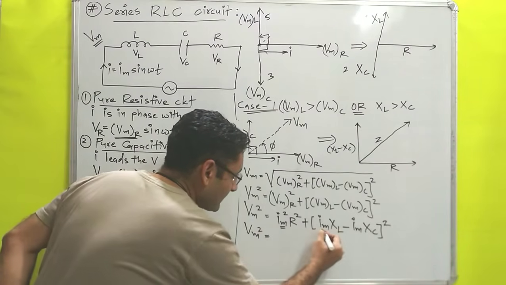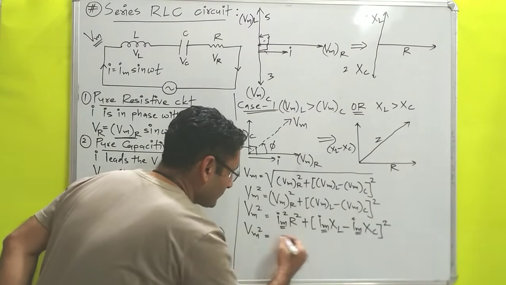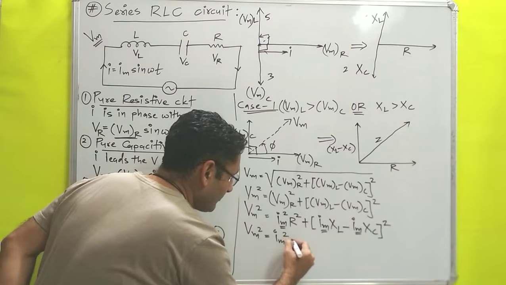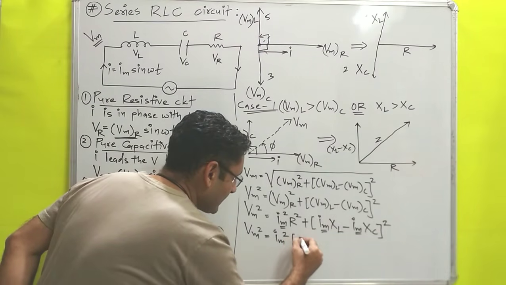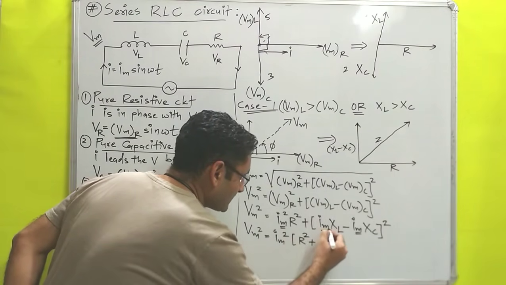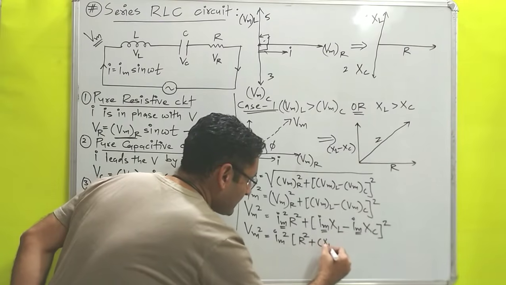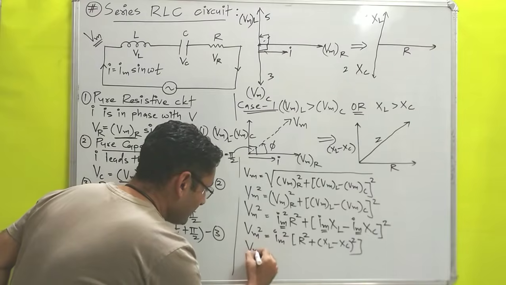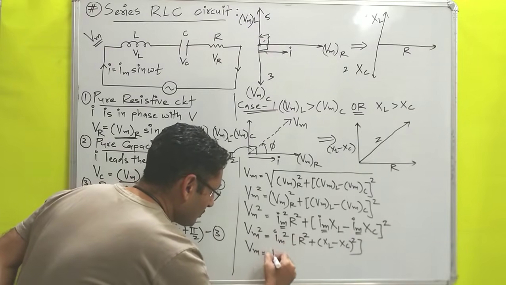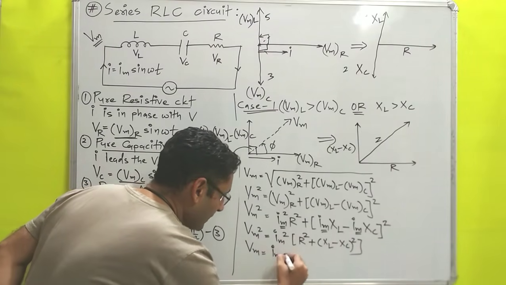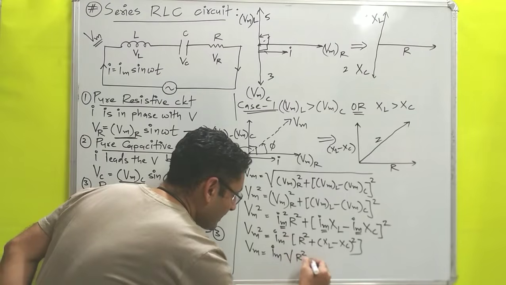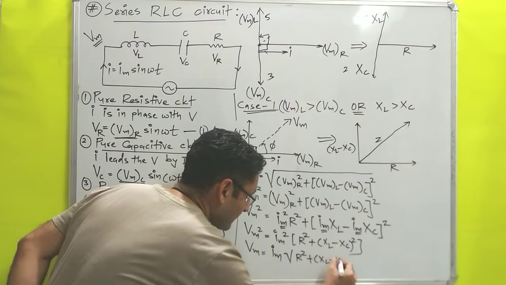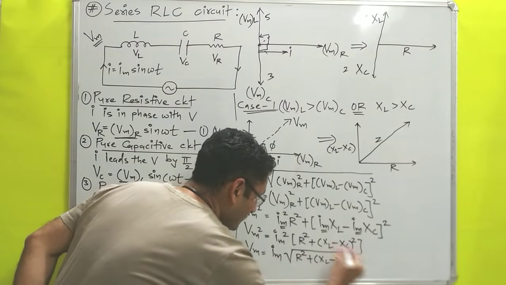Okay. So Vm square is equals to what we can write? I will take common as Im square. So it will be your Im square, I will take common. Then inside of the bracket, that will be your R square plus XL minus XC whole square. If I will write Vm, so Vm is equals to square root of this. So it will be your Im under square root of what? R square plus XL minus XC whole square.